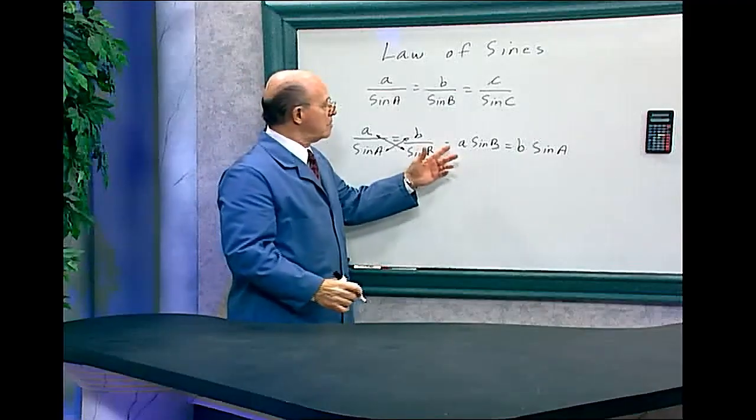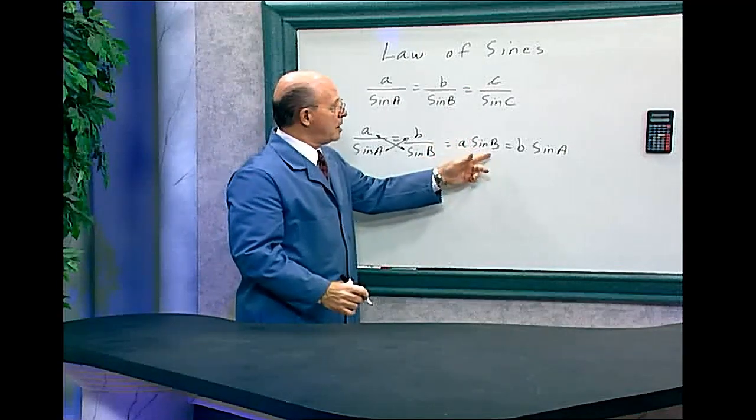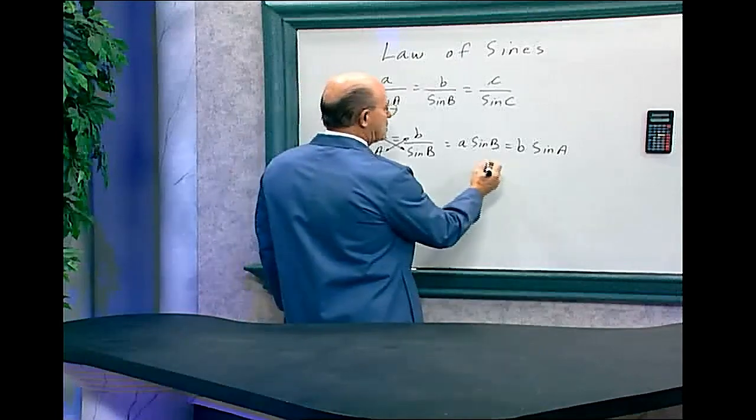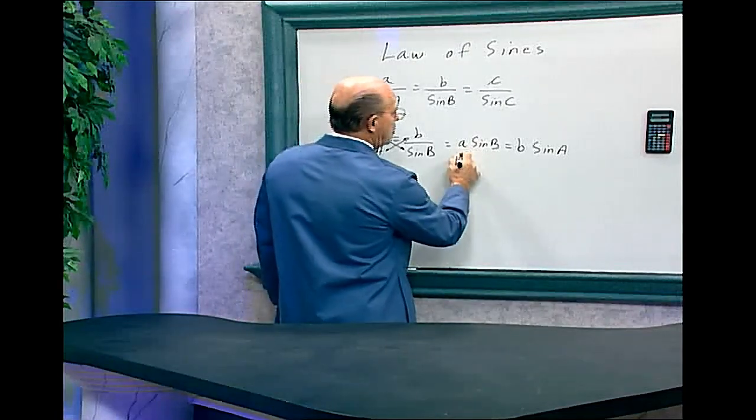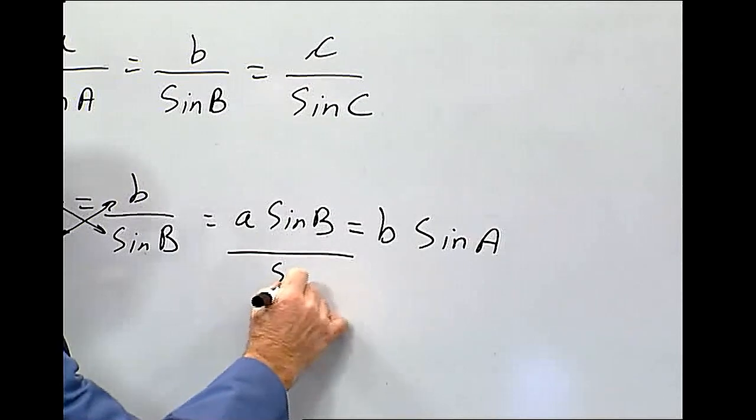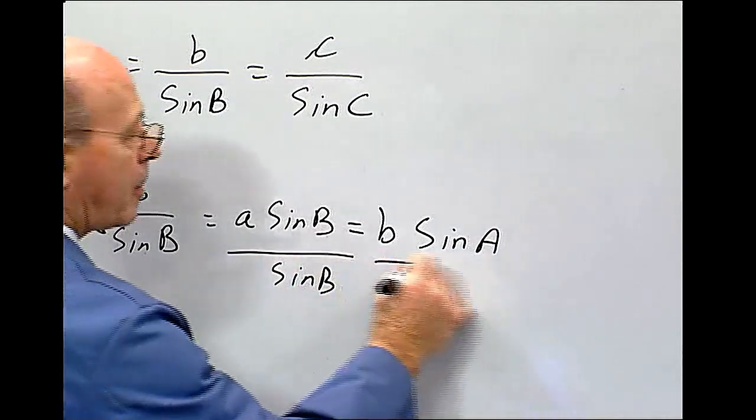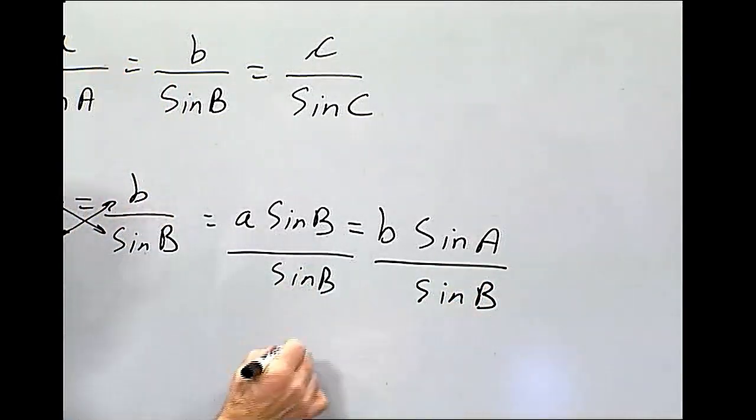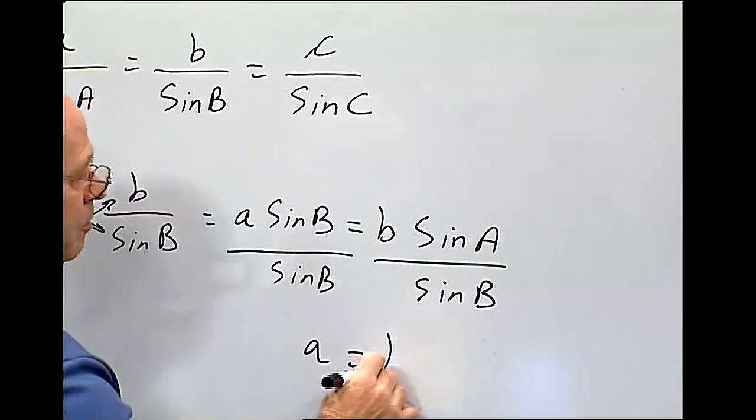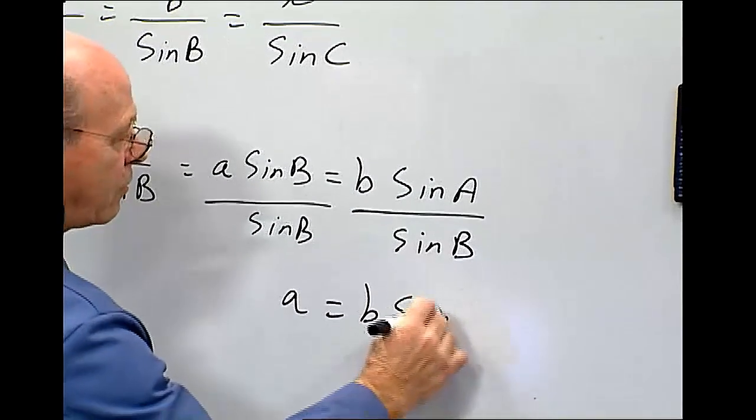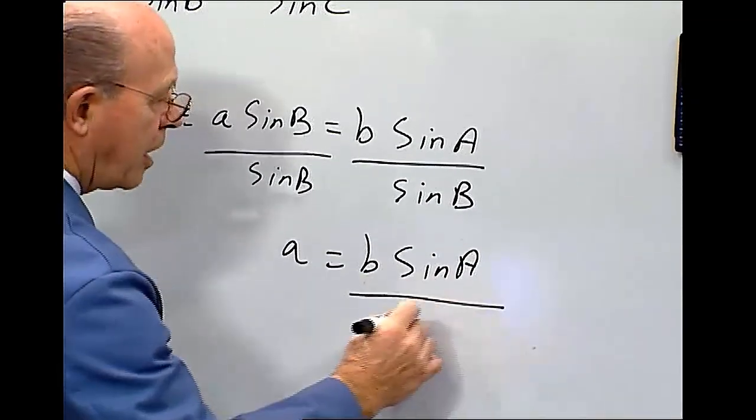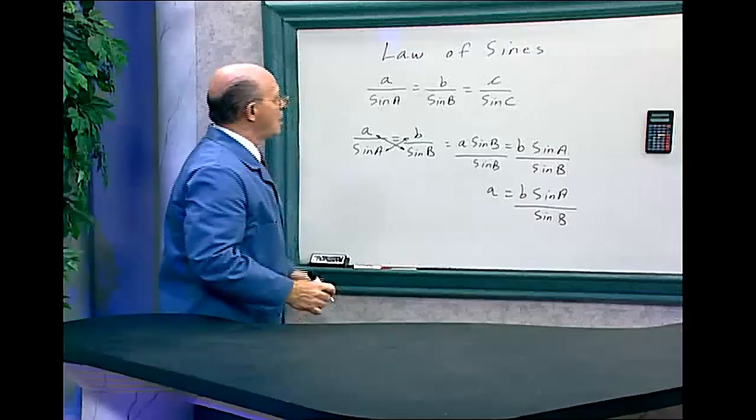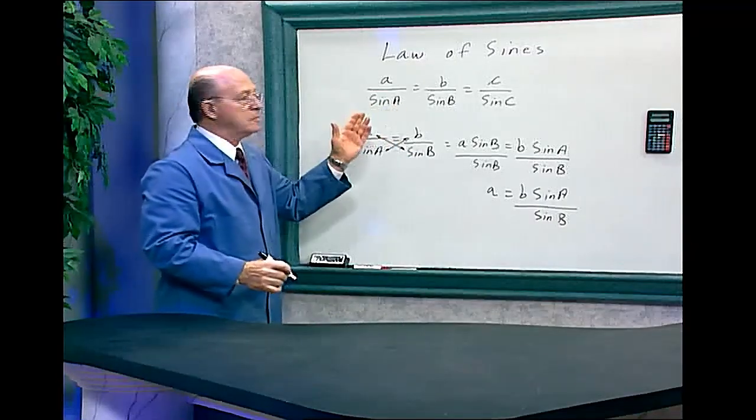Now we can isolate the a, the sine B, the b, or the sine A. All we have to do is divide. And I say we want the a isolated. We divide each side by sine B. And so a equals b times sine A divided by sine B. And you could do that with any one of these.